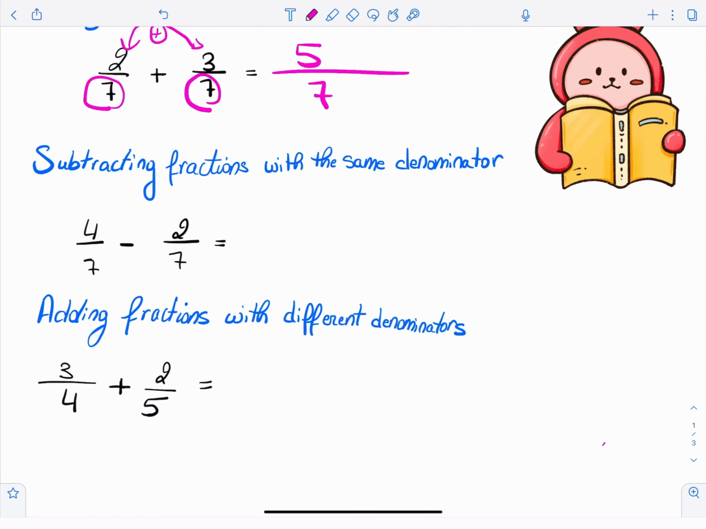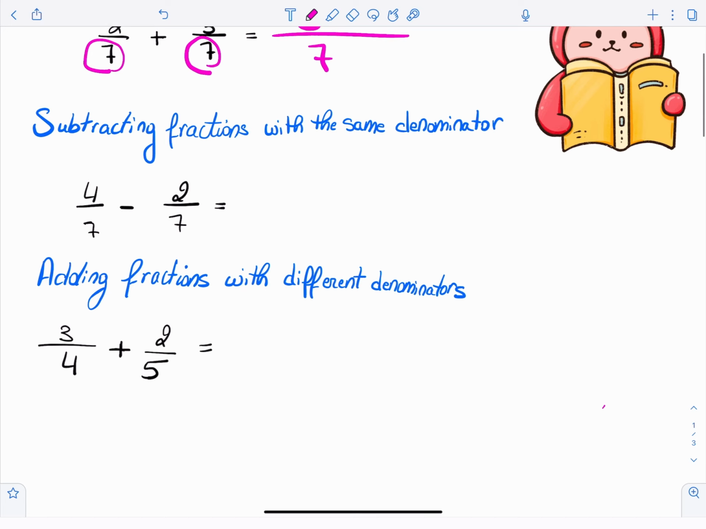It's the same for subtracting fractions with the same denominator, but you just need to subtract instead of adding. We have here the same denominator, 7. You put 7 the same, and you just subtract those two numbers. 4 minus 2, 2. Great.